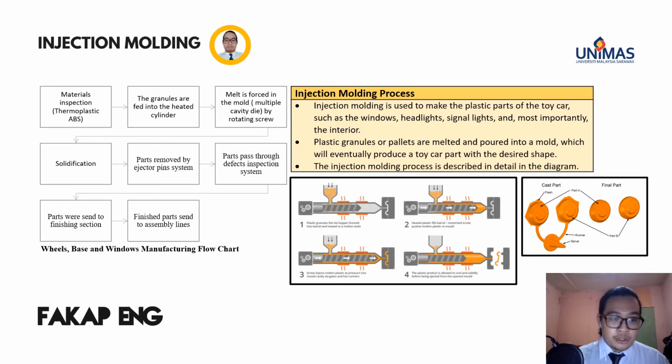The flowchart shows the material inspection, which is the thermoplastic ABS. The granules are fed into a heated cylinder and melted, forced into the mold by the rotating screw. Then the mold will be solidified and the parts removed by the ejector pin system. The parts pass through defects inspection system and the parts are sent to the finishing section and the finished part sent to the assembly line.